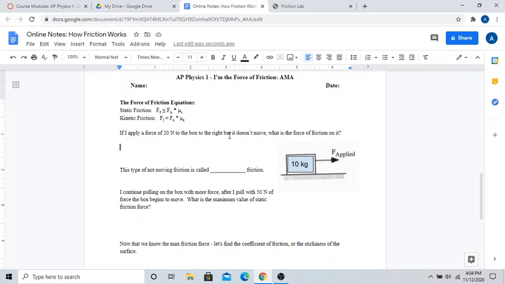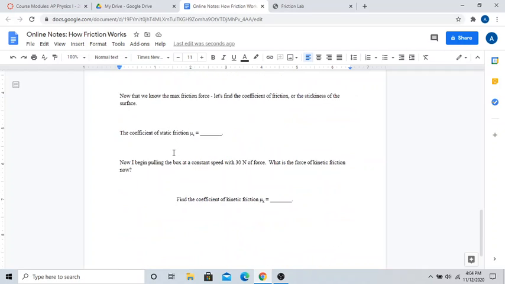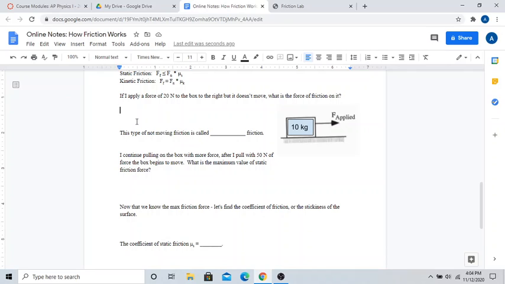Now, if it's got a constant velocity, that means the forces are balanced on this object. And if the forces are balanced, and there's an applied force going to the right with 20 newtons of force, that means the force of static friction is also going to equal that same thing. So we're going to say static friction is also equal to 20 newtons.